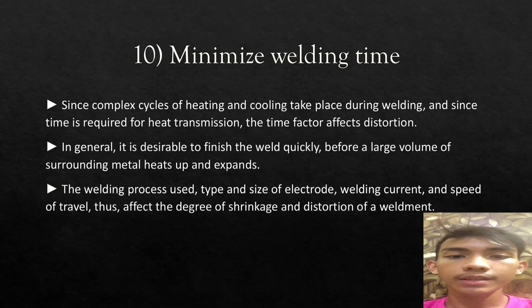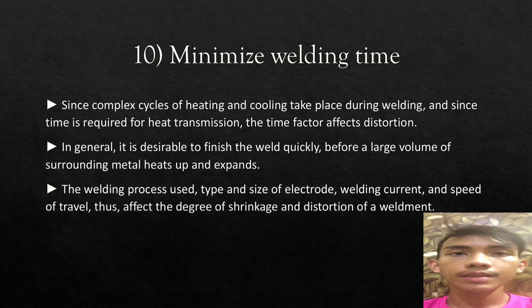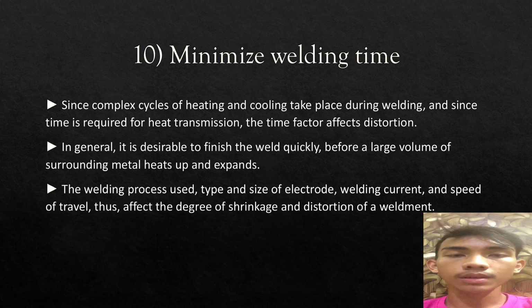Number 10 is minimize welding time. Since a complex cycle of heating and cooling takes place during welding, and since time is required for heat transmission, the time factor affects distortion. In general, it is desirable to finish the weld quickly, before a large volume of surrounding metal heats up and expands. The welding process, type and size of electrode, welding current and speed of travel thus affect the degree of shrinkage and distortion of a weldment.